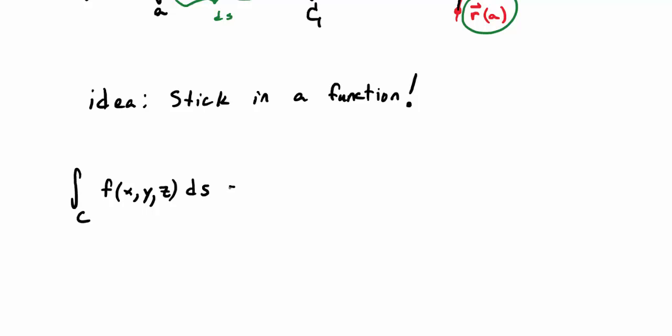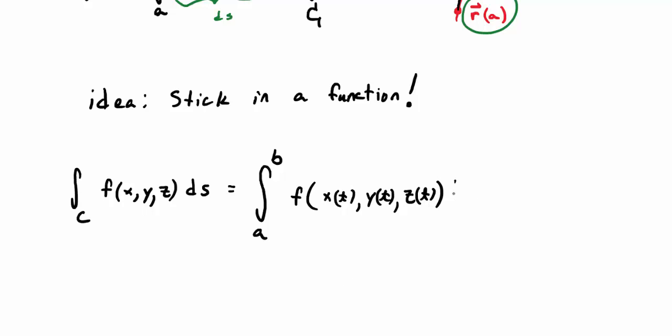And what does that look like? Well, the computational formula we use, we write the integral from a to b of, okay, to compute what this represents, we're going to have to write x, y, and z in terms of t. We're going to have to parameterize the function in terms of t to get a single variable. And then remember what ds is. It's the magnitude of r prime of t dt.